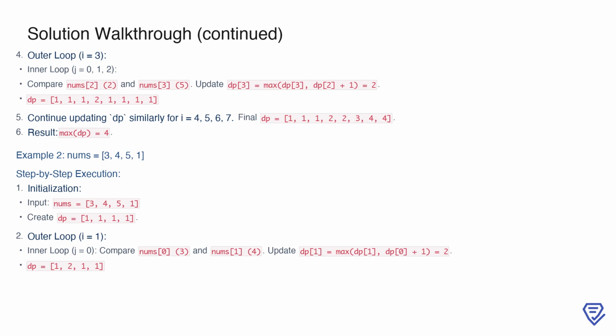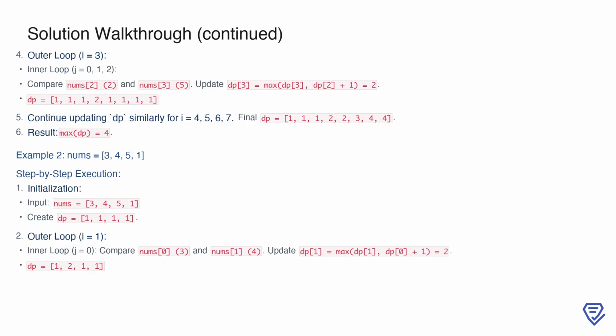Continuing this process for the remaining indices, we update the DP array whenever we find a valid subsequence. After processing all indices, the final DP array becomes 1, 1, 1, 2, 2, 3, 4, 4. The length of the longest increasing subsequence is the maximum value in DP, which is 4.